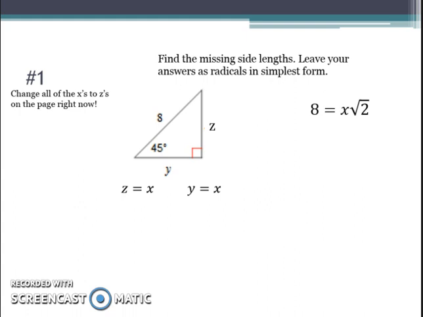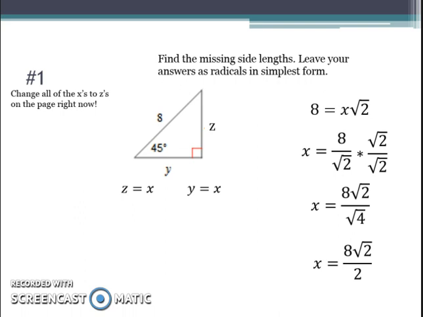So to solve for x in this question, we're going to divide by the square root of 2 on both sides. And we get that x equals 8 over square root of 2. And this is where the rationalizing the denominator comes in. We multiply by square root of 2 over square root of 2. Multiply straight across, 8 square root of 2 over square root of 4. Square root of 4 is 2. Simplify the fraction, 8 divided by 2 is 4. So we get 4 square root of 2. That's what x is. So we fill that in for z and for y because they're the same.